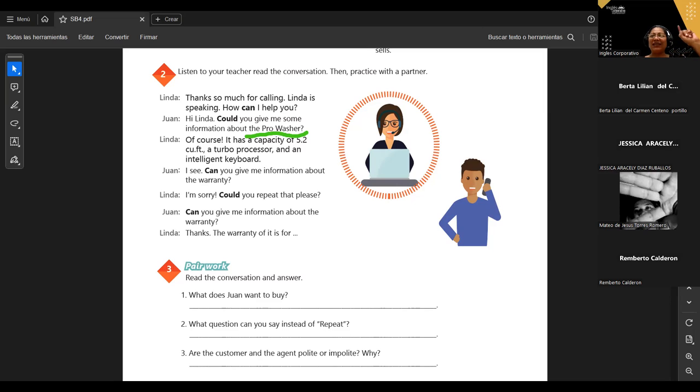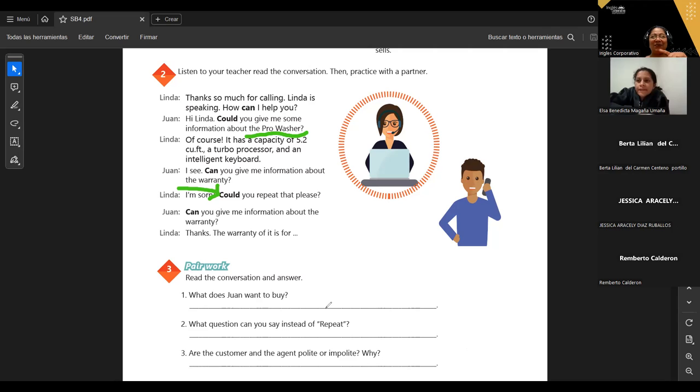Now, what question can you say instead of repeat? For example, here: I'm sorry, could you repeat that, please? En lugar de decir esto, what other question can you use? Can you repeat that, please? No, pero ahí dice, instead of repeat. En lugar de decir repeat, okay?